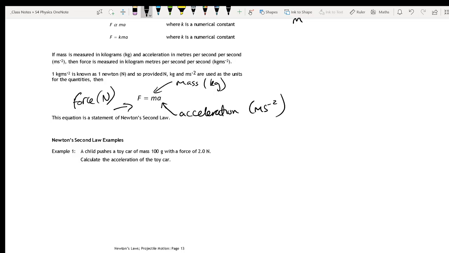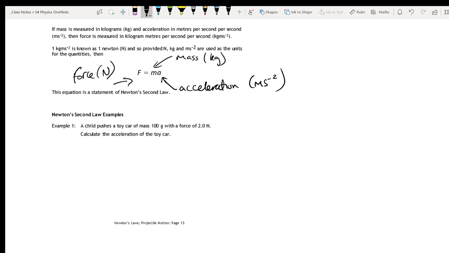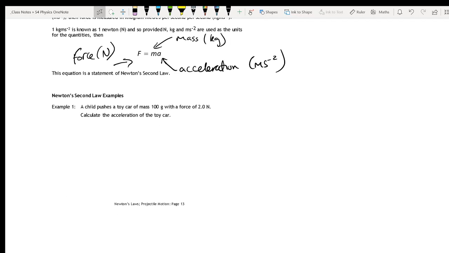We're going to do some examples using this equation. We're going to start off relatively easy and we'll progress to slightly more tricky. Okay. And the trick, again, as with most equations, is write down what you know in the question and then pop the numbers into your equation. So, example 1. A child pushes a toy car of mass 100 grams with a force of 2.0 newtons. Calculate the acceleration of the car.